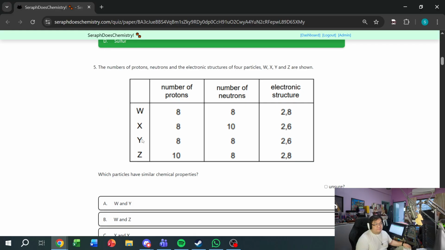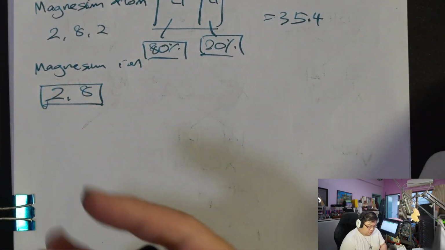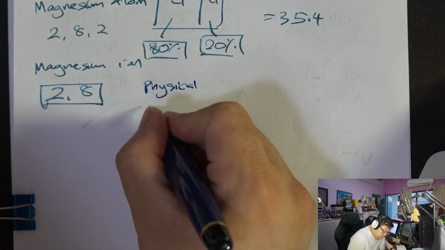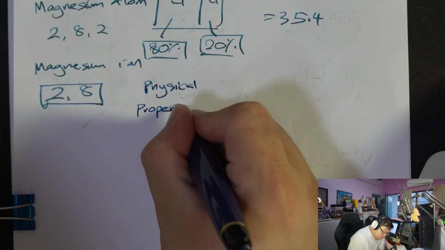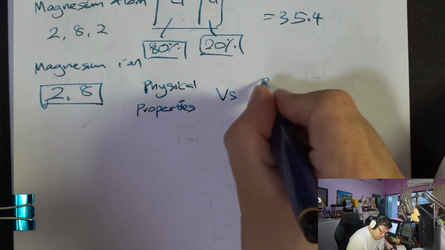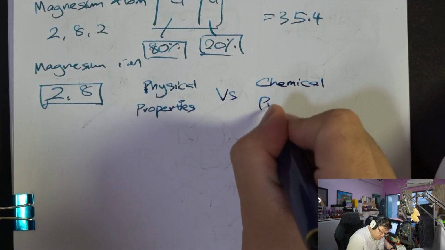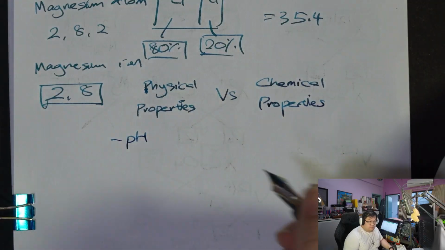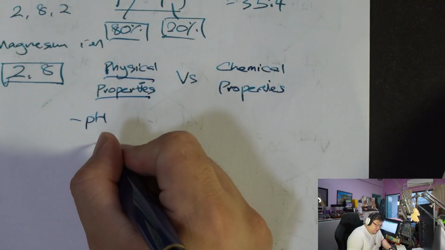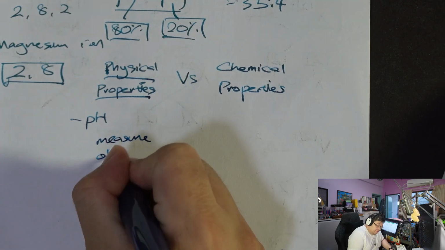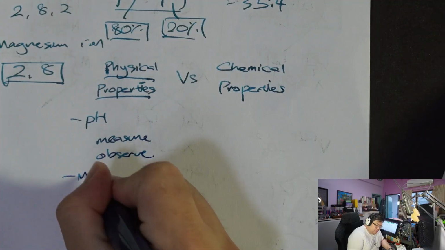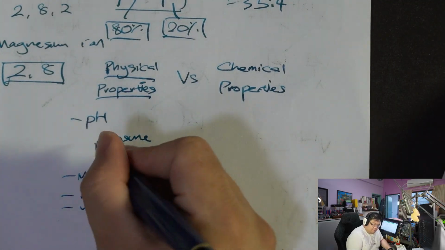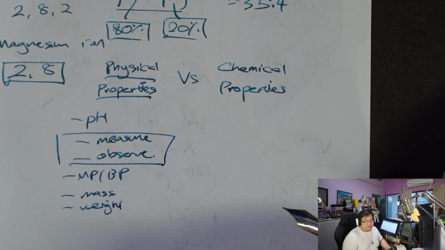Chemical properties. Okay, what are chemical properties and physical properties? pH will be considered as a physical property. A physical property is anything that you can measure or observe. In other words, pH, melting point, boiling point, mass, weight, color, whichever you can measure or observe, are all considered physical properties.